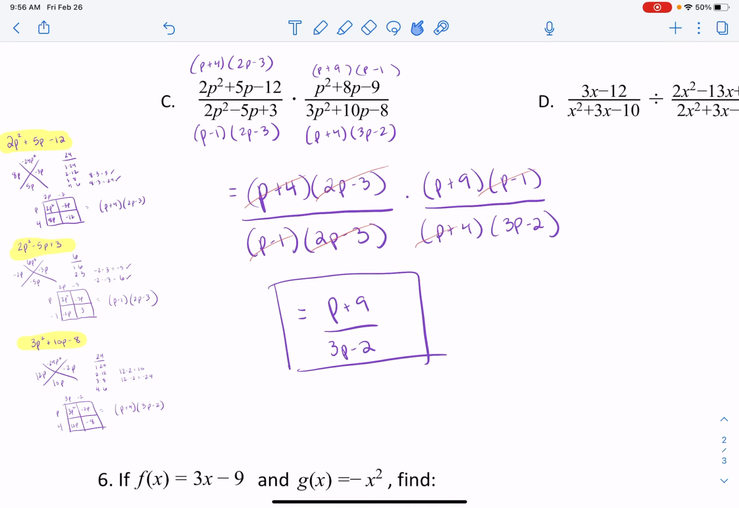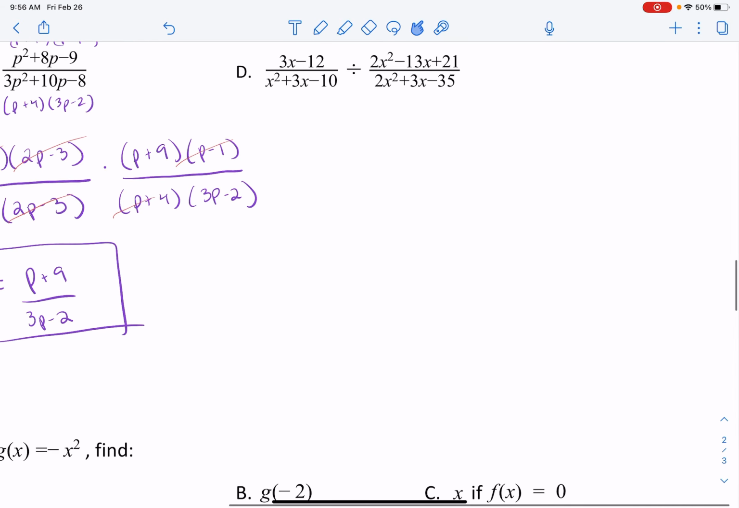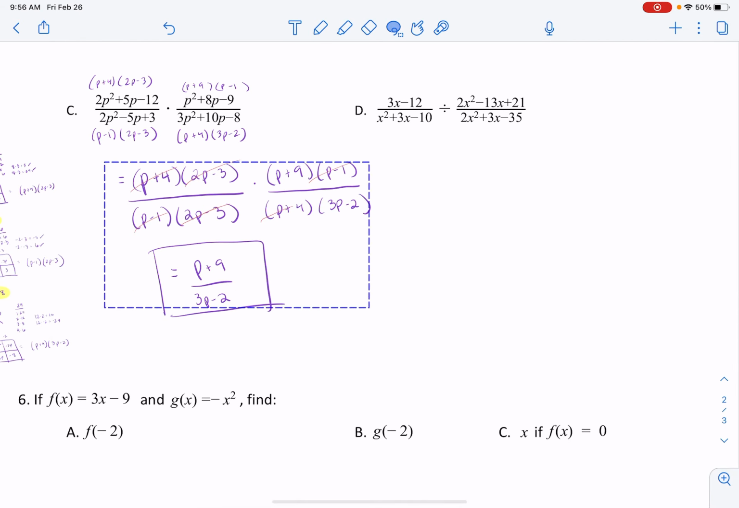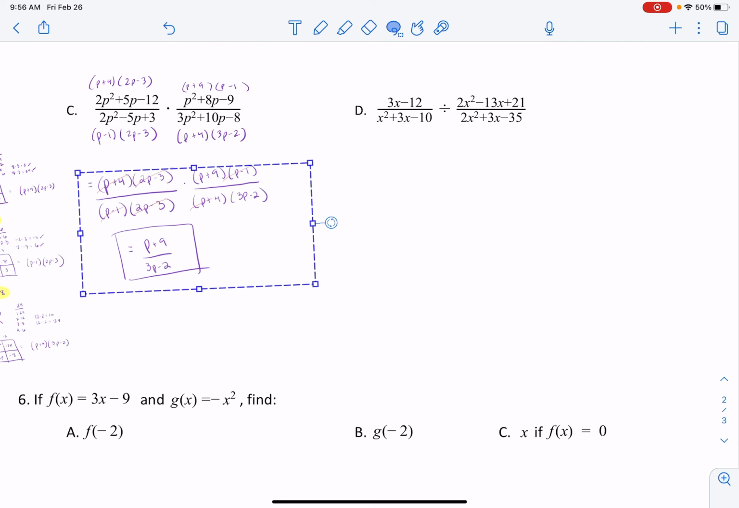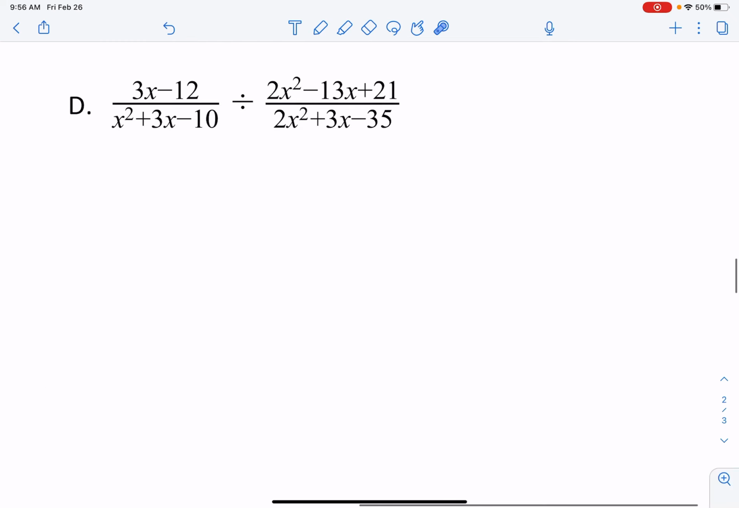Okay, letter D. So we're really close to being done here. All right. So letter D says 3x minus 12 over x squared plus 3x minus 10 divided by 2x squared minus 13x plus 21 over 2x squared plus 3x minus 35.